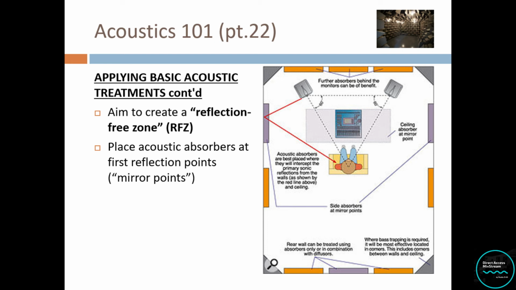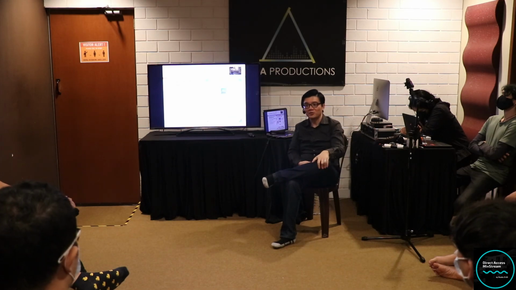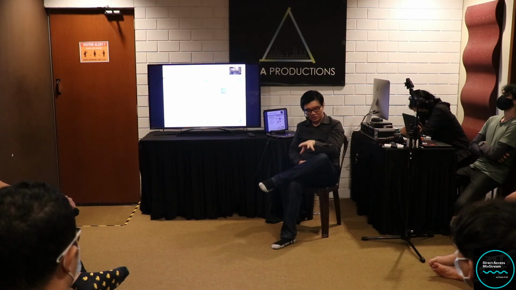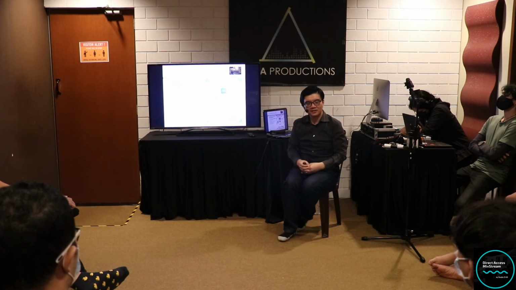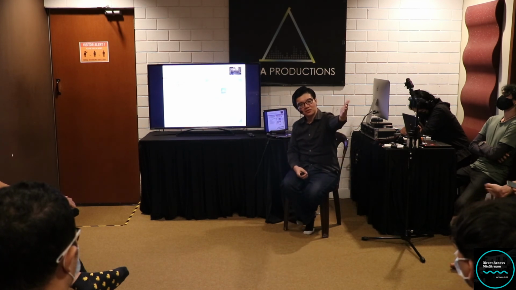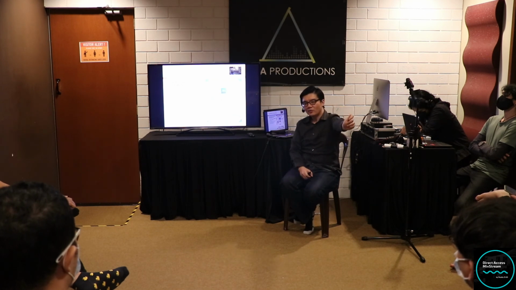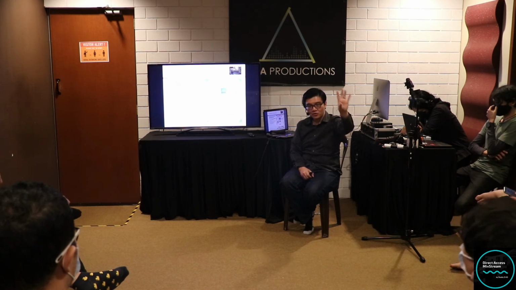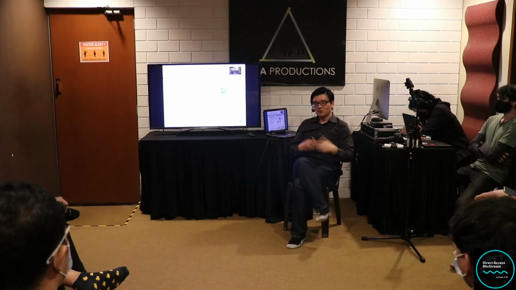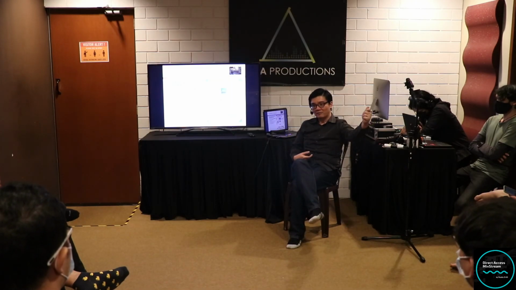You take a mirror, and get a friend or family member to help you, and then you sit at your speaker position at your monitors. You get the person to hold the mirror on the side of the wall and just walk. Anywhere you can see the speaker in the mirror, that's a reflection point. So you want to put your acoustic foam over there. This one you need a friend or family member to help you. Just hold the mirror. If you can see it, that's a reflection point.